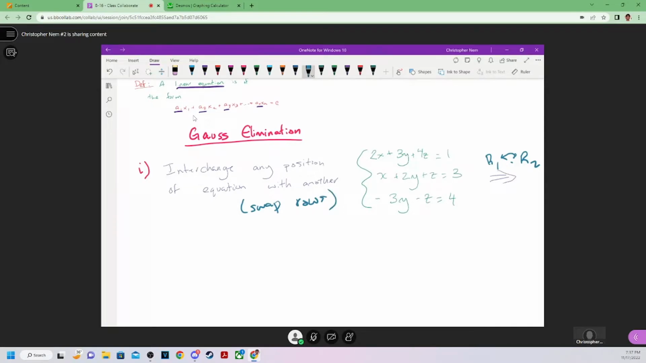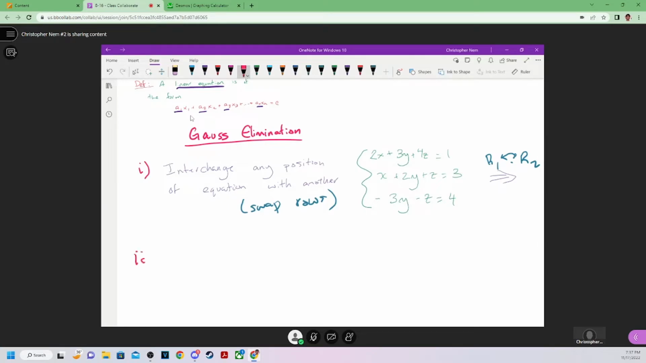Excuse my language, but what's going to happen from now on is that I might use the word row more often than I use equations. I'm going to refer to each equation as a row. And that's going to build into our next unit as well, or next section. So that's the first property we can do.